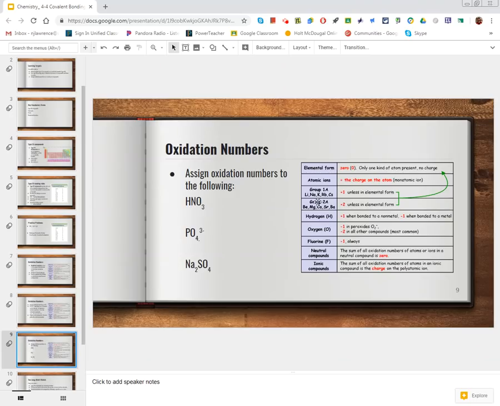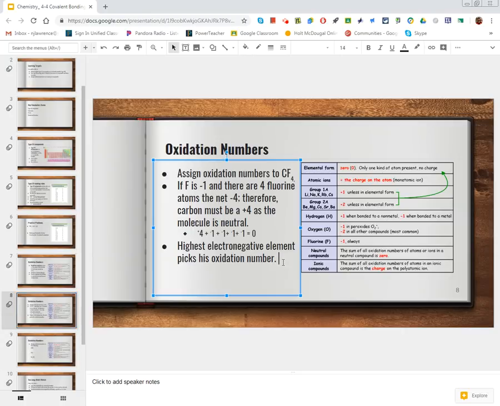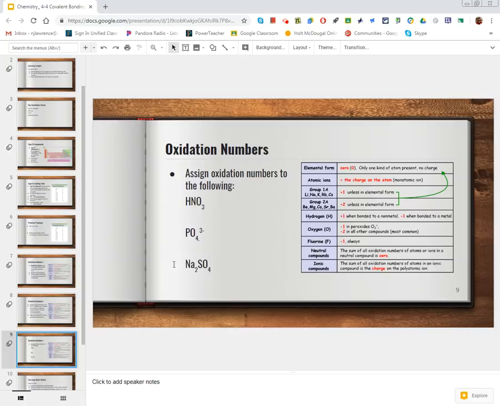I hope you see that oxidation numbers are not too complicated. You just have to do it a few times. These rules, like I said, will become very instinctive because you already know most of this stuff. The only really new trick you need to make sure you follow is to start with your highest electronegative element. Let him dictate his charge, and then everybody else will fall in line, and then just set up your equation.